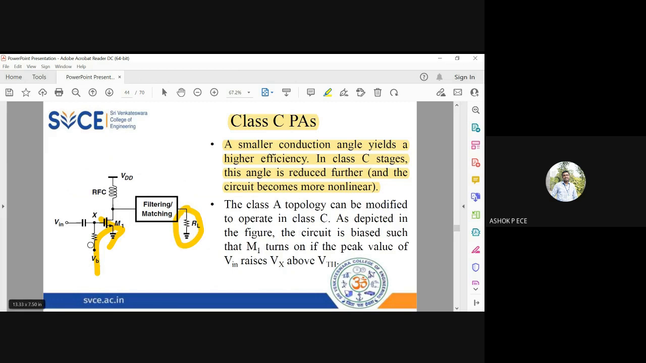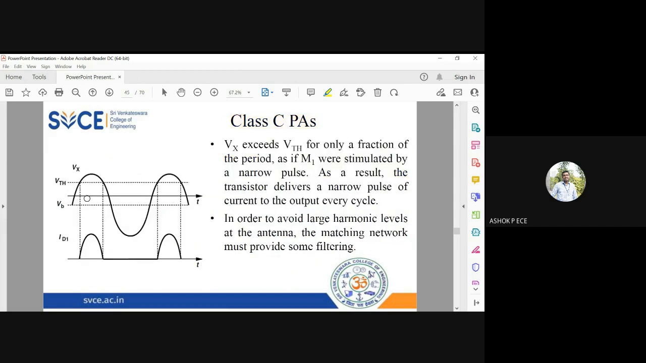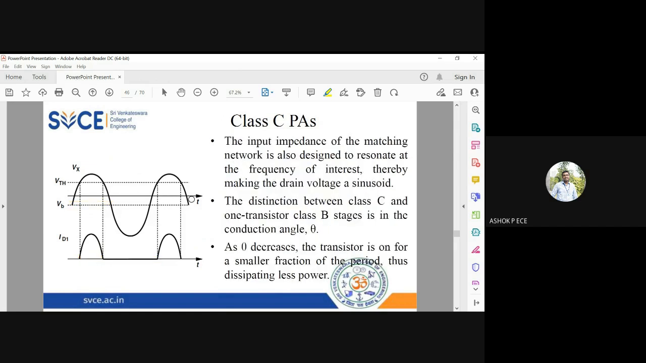Okay, so this negative supply VB is going to keep my transistor majority in off time. And only when the input is more than VB, I have amplification happening. So you can see here, it is less than 180. So 180 is this full time, and you can see it is less than 180. So remaining time, it's going to be off. Okay, that is what is given in the diagram.